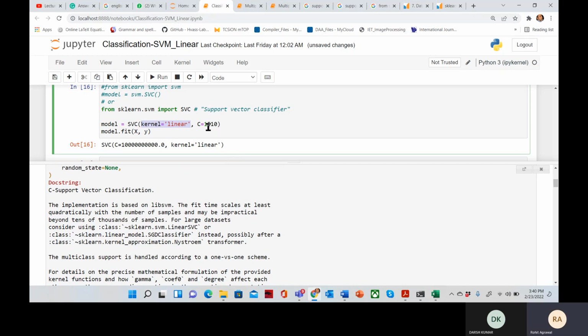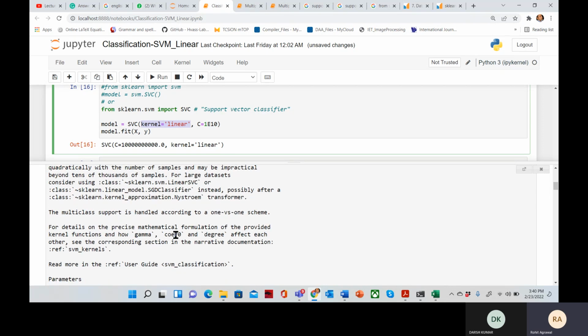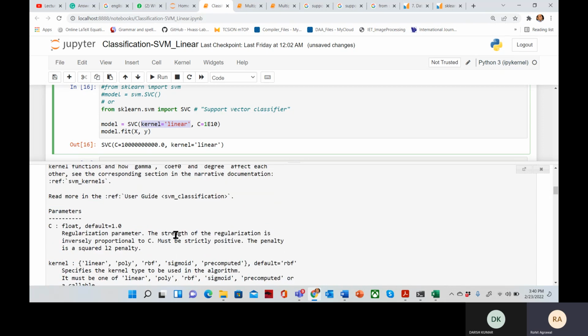These are the C values. I told you there are many parameters you can play around with. This is one more parameter, the regularization parameter. The strength of regularization is inversely proportional to C, and it must be strictly positive. Using this you can vary the performance of your support vector machine. One more parameter.